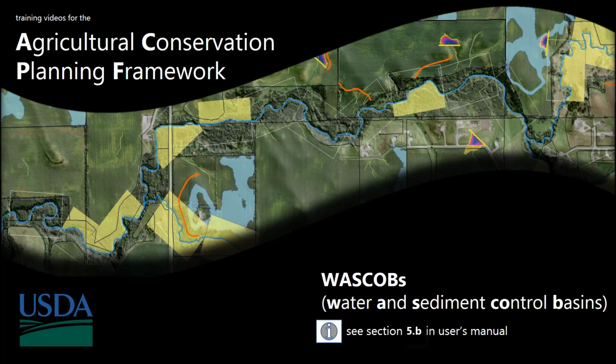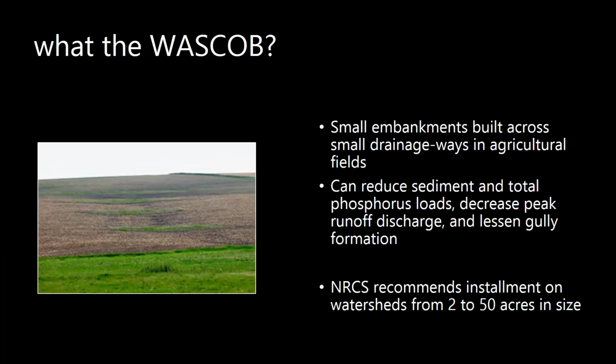In this video, we're going to go over the WASCOB tool, which will be siting water and sediment control basins. WASCOBs are more than just a funny word. They're small embankments built across small drainage ways in agricultural fields, and they have a lot of potential. They can reduce sediment and total phosphorus loads, they have decreased peak runoff discharge, and can lessen gully formation. The NRCS recommends installment on watersheds from 2 to 50 acres in size.